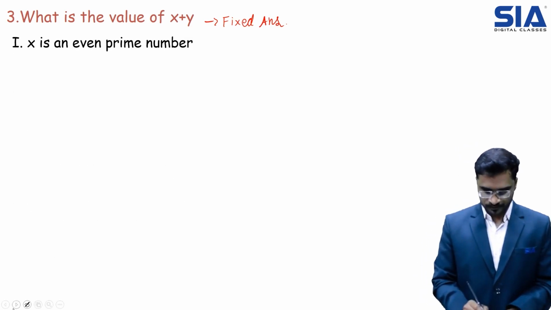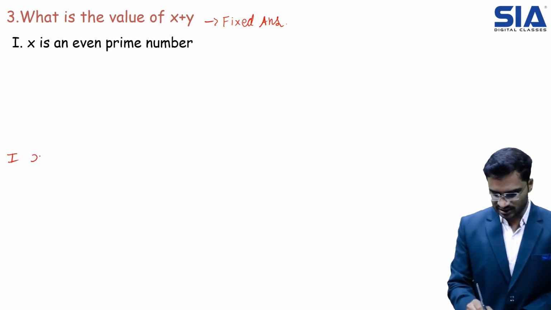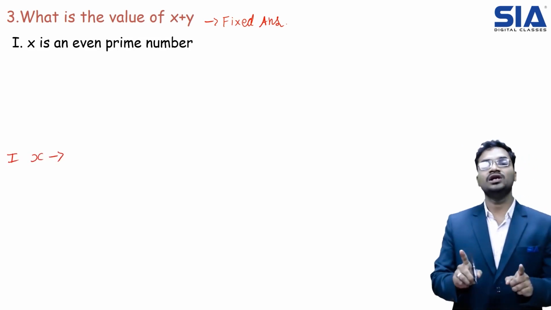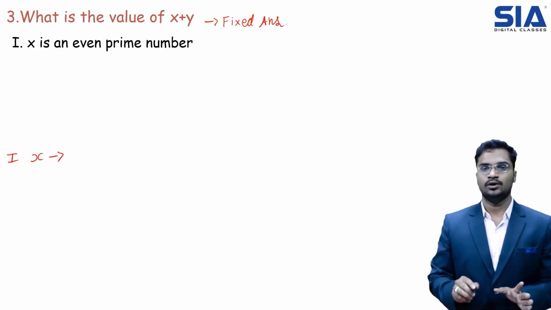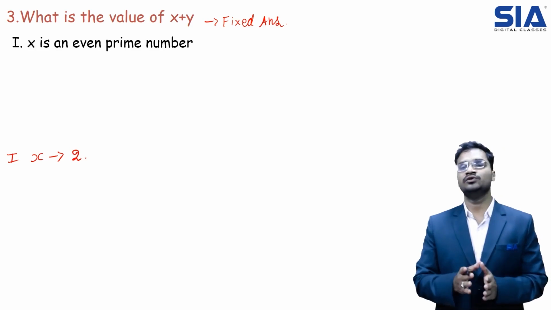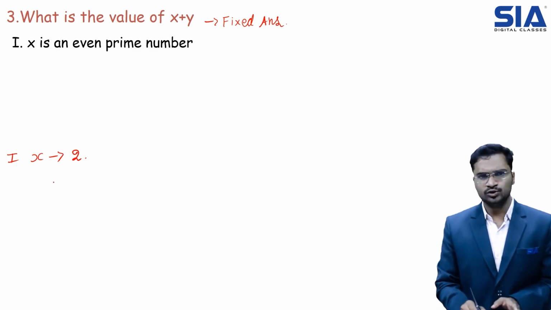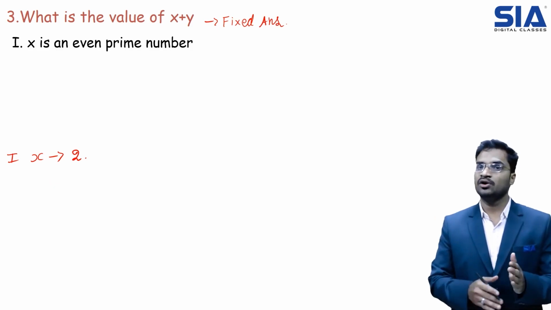Now let us see. The statement 1 says that x is an even prime number. There is only one number like this, only one even prime number, which is 2. So the x value here is fixed. By using this, can we tell the sum of x plus y?